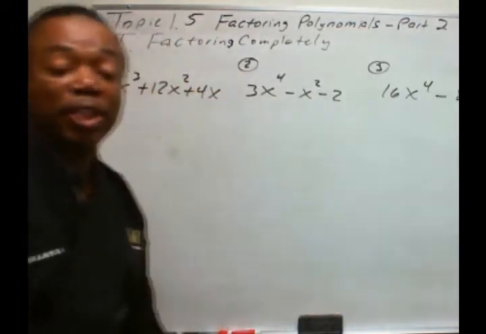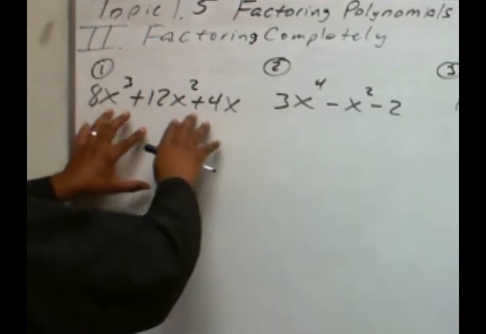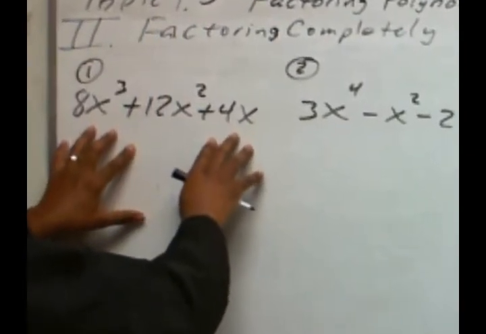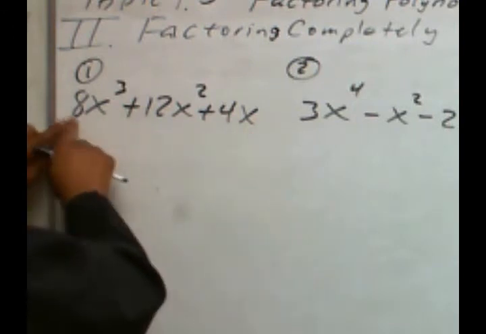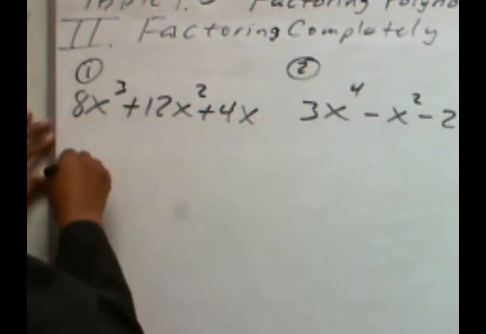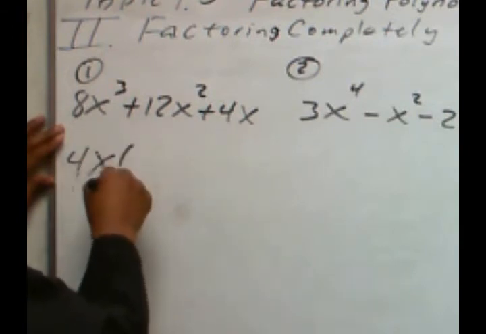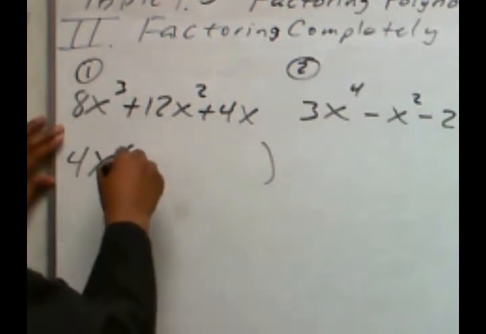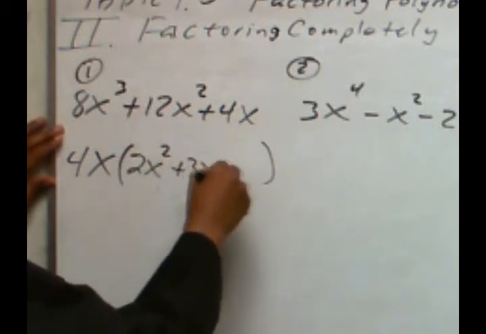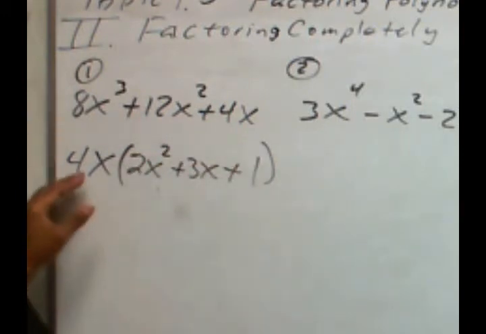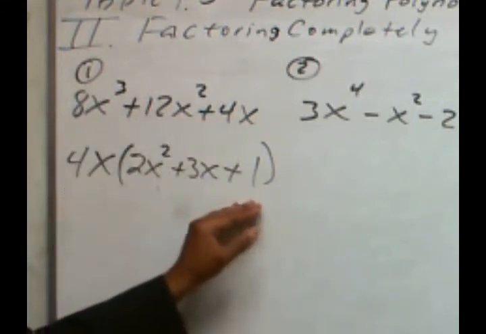We always start this process by looking for GCFs. So this is a trinomial, and I want to return it to what it used to be before multiplication, all the way down to prime factors. The GCF for this one, you have 8, 12, and 4, would be 4. Also, it ends with an x, so the GCF is 4x. So this used to be a 2x squared plus 3x plus 1. So this trinomial used to be a monomial times a trinomial.